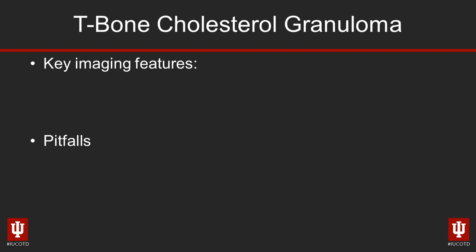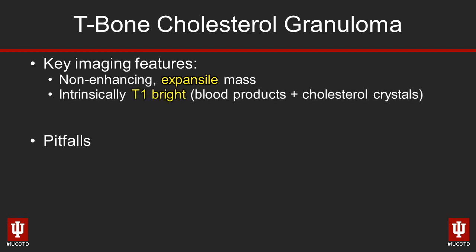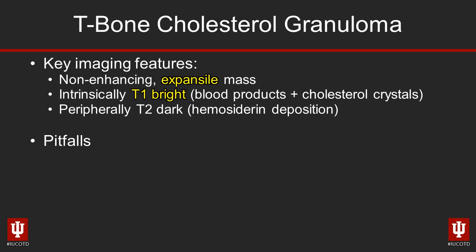So let's wrap this up. Again, we're dealing with a temporal bone cholesterol granuloma. The key imaging features to know here are that this is a non-enhancing and, importantly, expansile mass. We want to see those benign expansile bone changes to make this diagnosis. These will be intrinsically T1 bright, which is likely a combination of blood products and cholesterol content, and may be peripherally T2 dark from hemosiderin deposition.